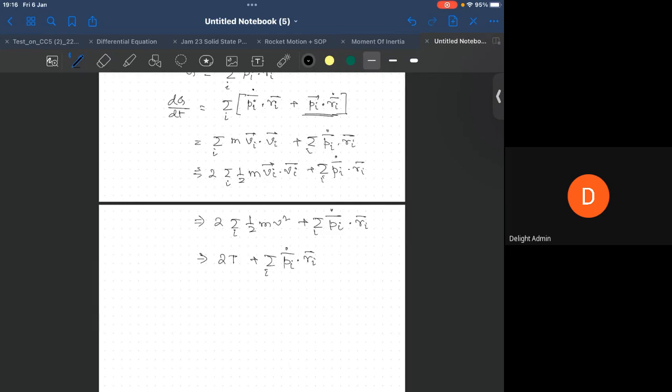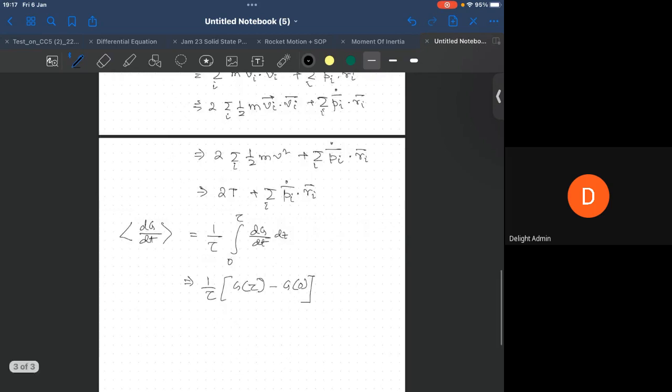Now we need to find the time average. So what is the time average of dG/dt? If we consider the total time period tau, then it will be 1 upon tau, integration from 0 to tau of dG/dt times dt. So I will get 1 upon tau times G of tau minus G of 0. That much I can write from here, and this is equal to 2T plus the sum over i of pi dot ri.